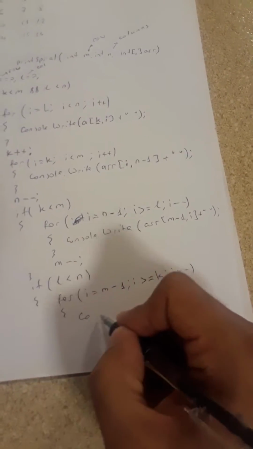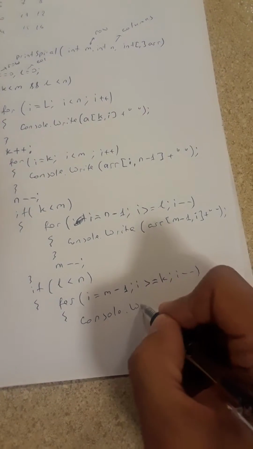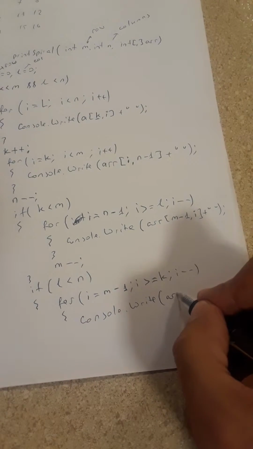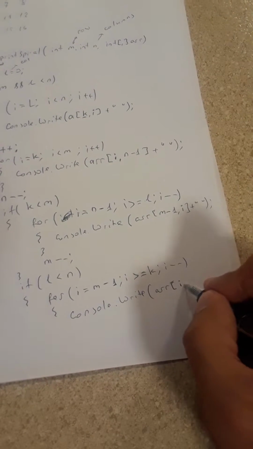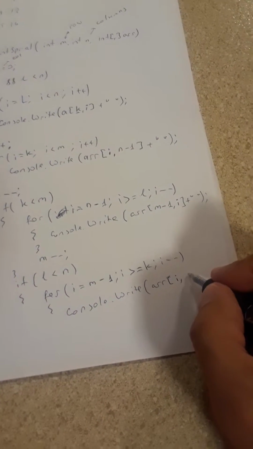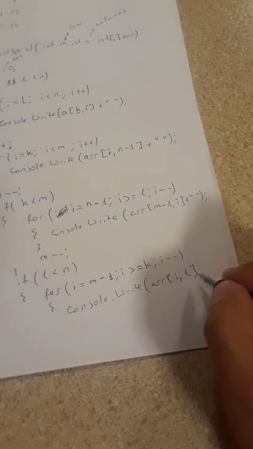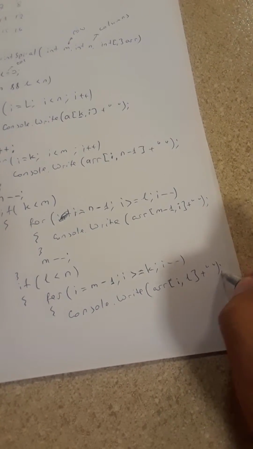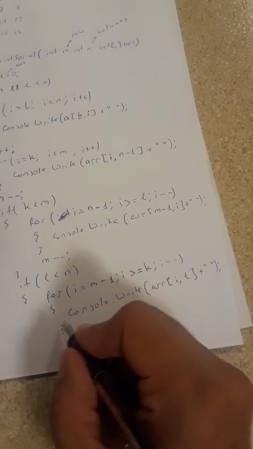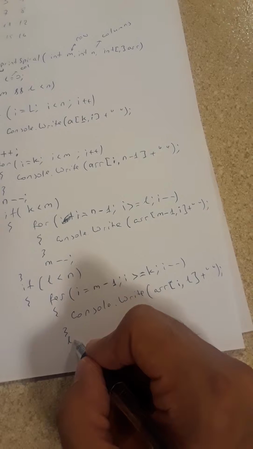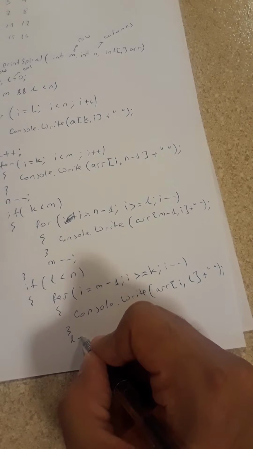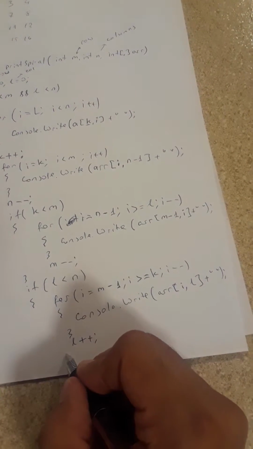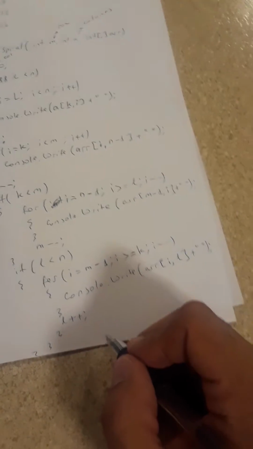So here we're just printing each element from the array. Our I will be changing just the row values, and the column always will be the first column. And after we're done with this for loop, we'll just increment the value of L. So here we're done with our code, so we can check it out.